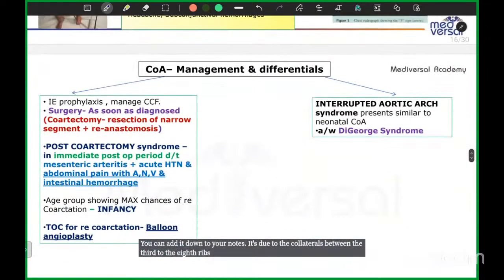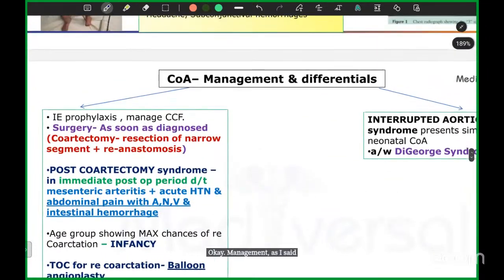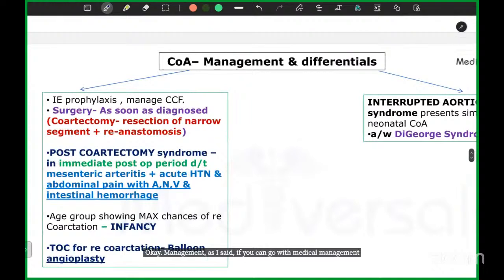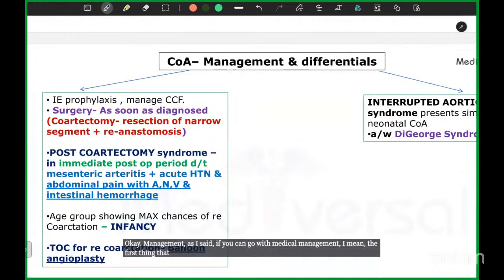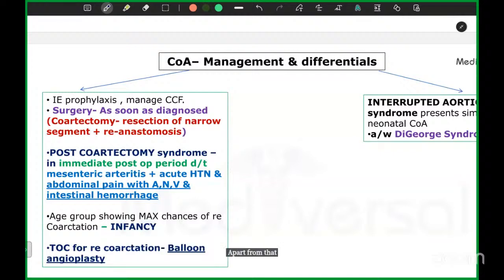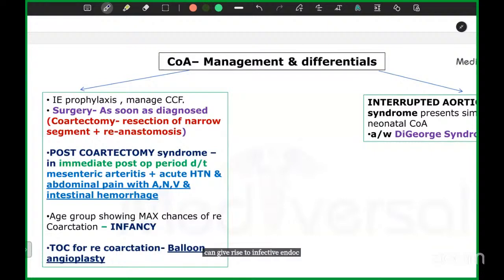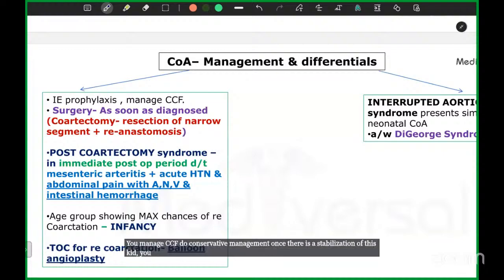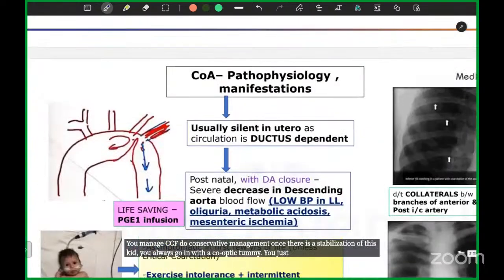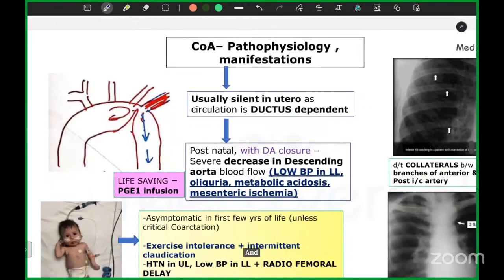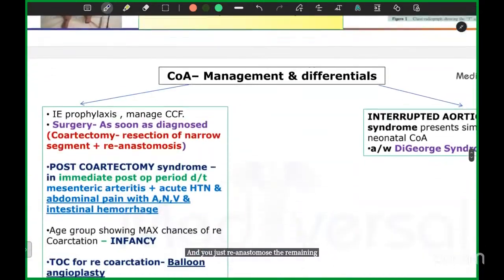Okay. Management, as I said, if you can go with medical management, the first thing that you do is alprostadil infusion. Apart from that, you give infective endocarditis prophylaxis. Any left-to-right shunt can give rise to infective endocarditis, except ASD. In ASD, usually IE is absent. You manage CCF with conservative management. Once there is stabilization of this kid, you always go in with a coarctectomy. You just resect this narrow segment, and you just re-anastomose the remaining part of the aorta to its original wall.